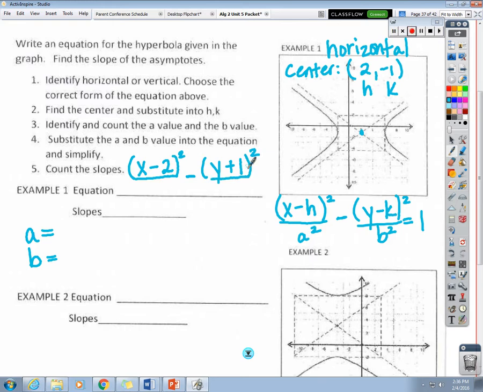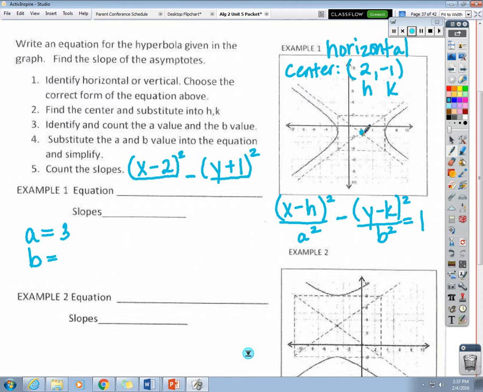Now, that's the only thing new. The rest of it is just like we've been doing. a is under the x. So to find the a value, what do we need to do from the center? Correct. And how many units is that? Well, from the center of the hyperbola, yes. And so it is 3 units. So a equals 3. Okay, b is under the y. So to find the b value, I need to go from the center.